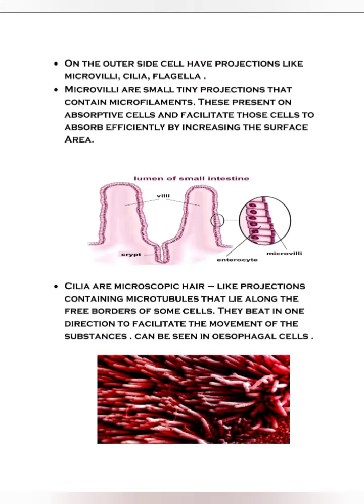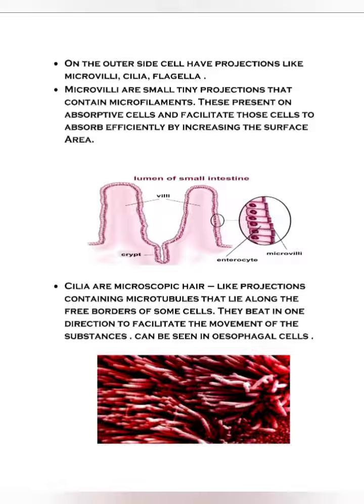The microvilli are small tiny projections that contain microfilaments. These are present on absorptive cells and help those cells absorb efficiently by increasing the surface area. Here we can see the structure of the microvilli in the lumen of the small intestine. They line the small intestinal villi, and these microvilli facilitate absorption.